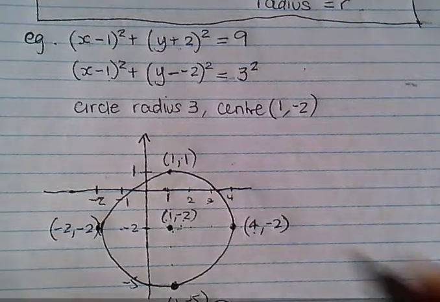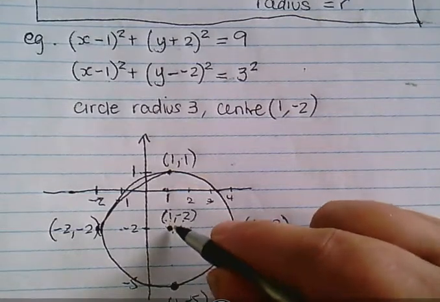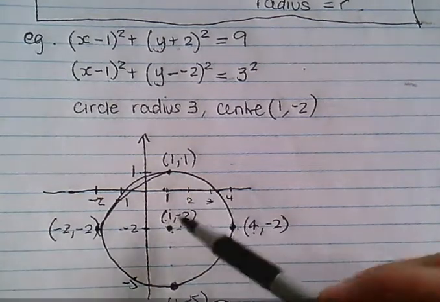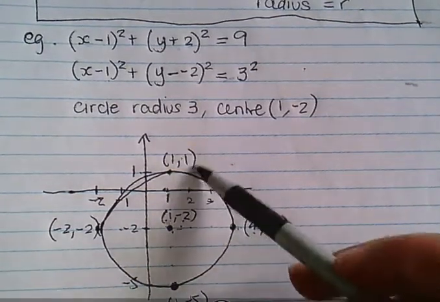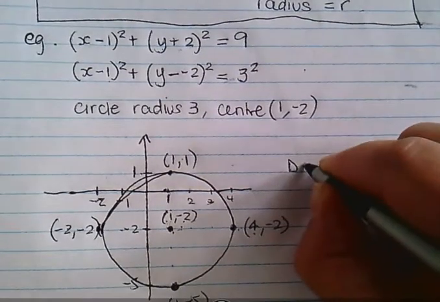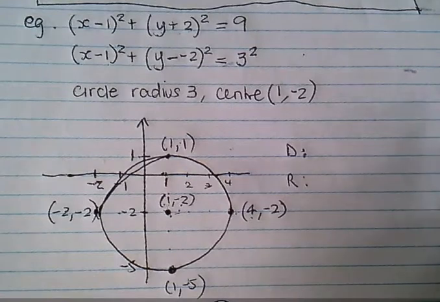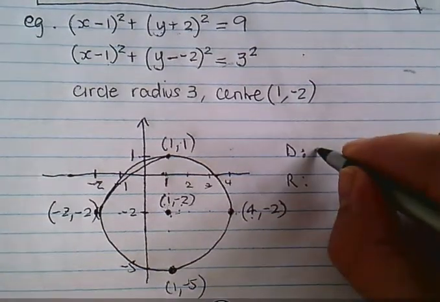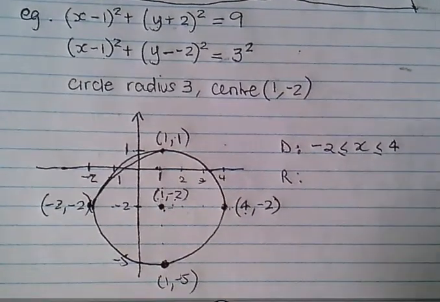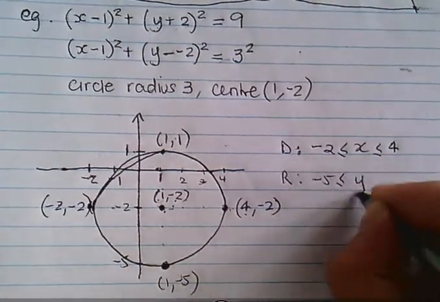And once you've drawn that circle, so guys, from the 1, -2, add 3 to the x value, subtract 3 from the x value, you see? Add 3 to the y value, -2 plus 3 is 1. Subtract 3 from the y value, -2 minus 3 is -5. And so therefore the domain and the range, what are they? What's the domain? X values, what are they going from? -2 to 4, always putting the smaller x value first. And the range, the y values go from -5 through to 1.